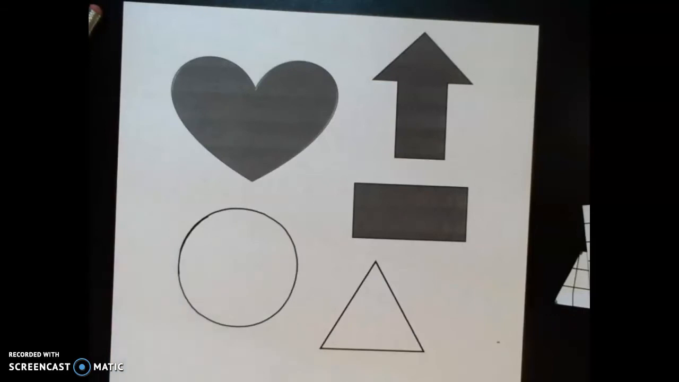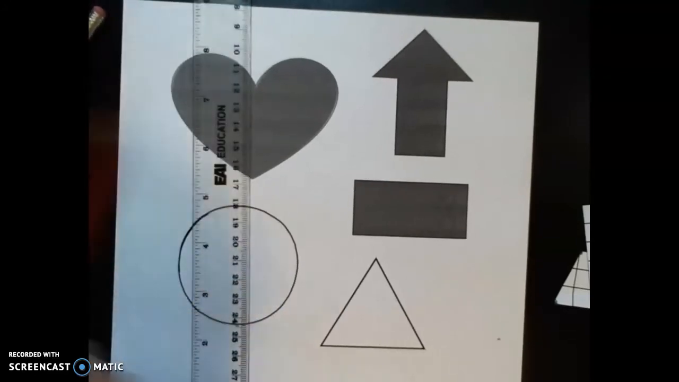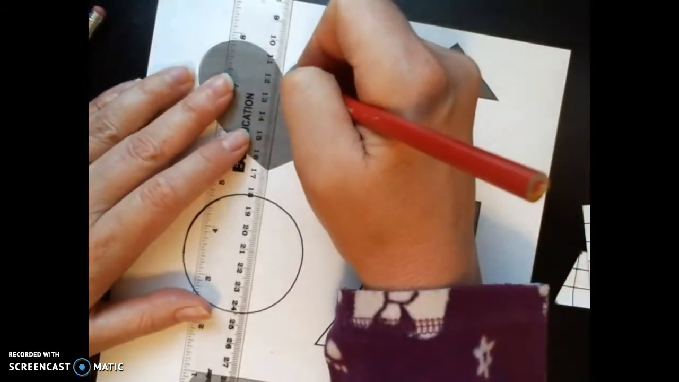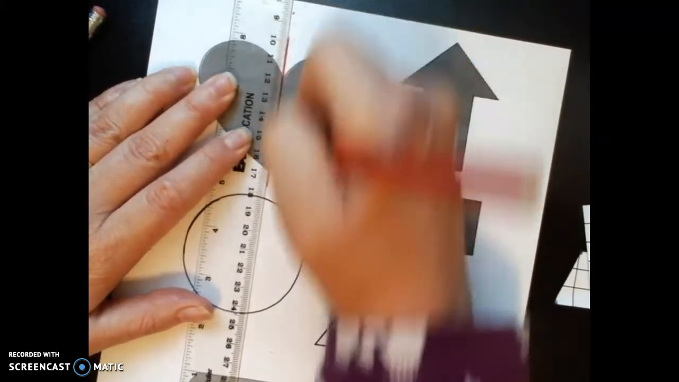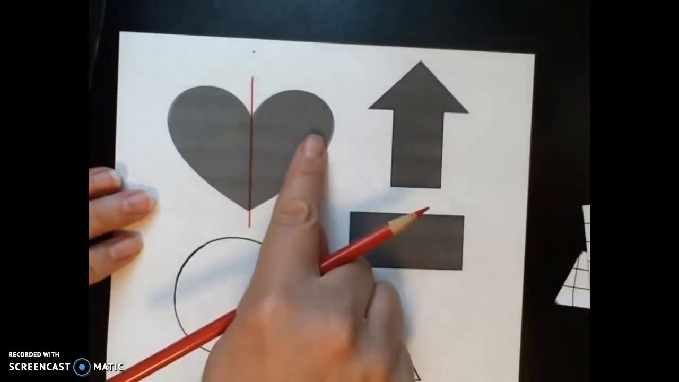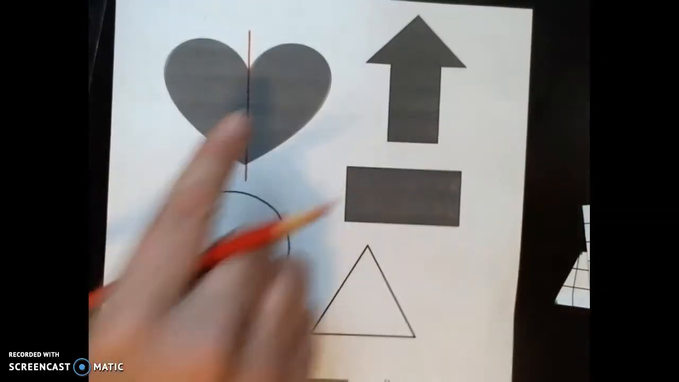Symmetry sometimes is like fold symmetry because you can literally fold it on top. So with this heart, and you can do this with me if you have these type of handouts, I could fold this over and it would land on itself. That's a line of symmetry.